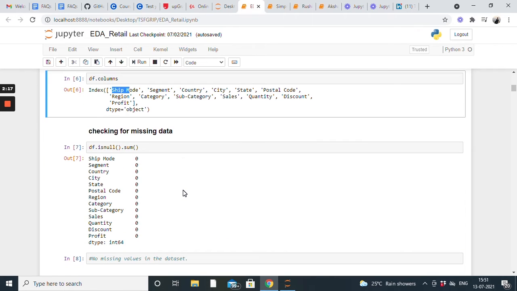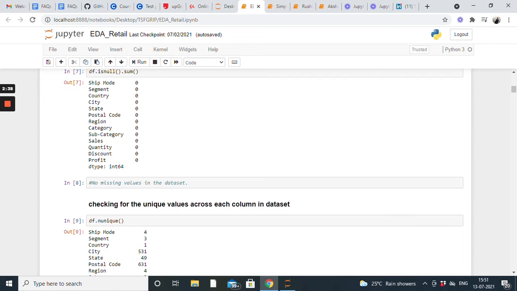Let's first check for missing data. If there is any missing data, we have to check that. So we can go with df.isnull().sum, and we are seeing here that there are no null values. There is no missing data in the current data we have.